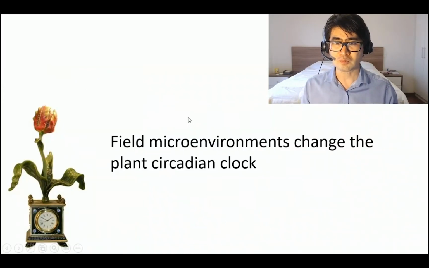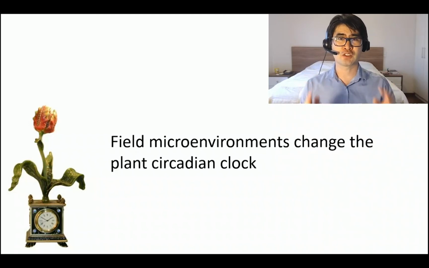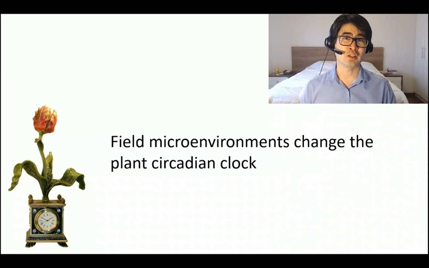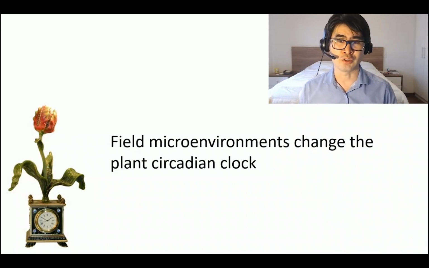So our conclusion is that field microenvironments can change the plant circadian clock, and this highlights the importance of studying the circadian clock in the field as well as studying in the lab conditions, because in the field a lot of things are going on at the same time, and those can change the way the plant perceives the passage of time in the natural conditions. And this may have a lot of impacts in the plant physiology, and may impact the way for example flowering is triggered on those plants.